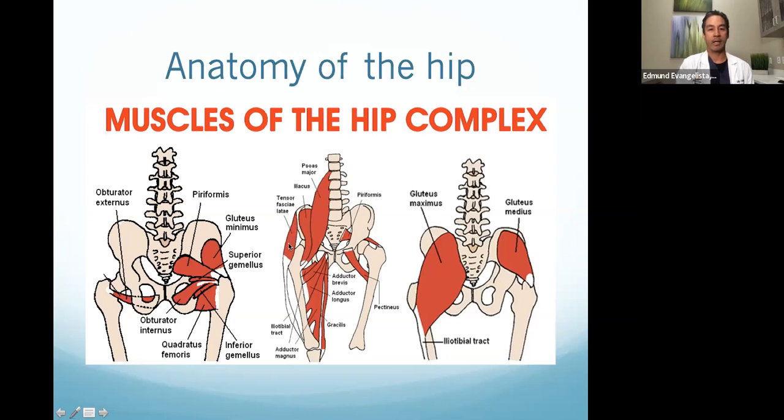The tensor fasciae latae muscle on the side of the hip turns into this long fibrous band that crosses the side of the hip all the way down to just below the knee. In the back of the hip, there are several muscles, including the piriformis. And in the front of the hip, you have the hip flexors or iliopsoas muscle in front of the hip and groin area.